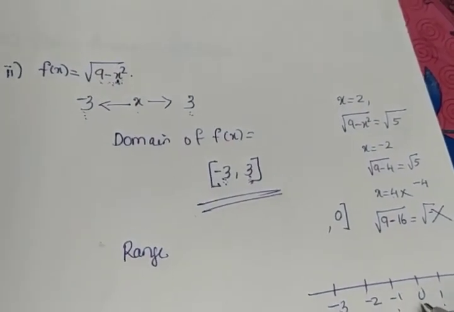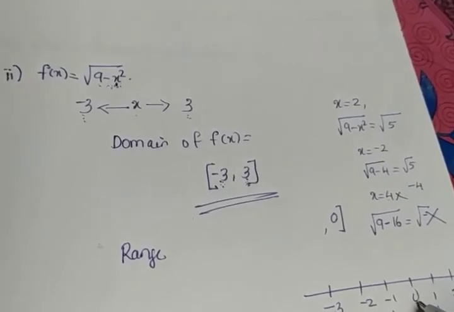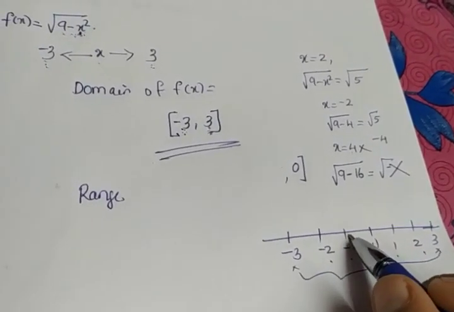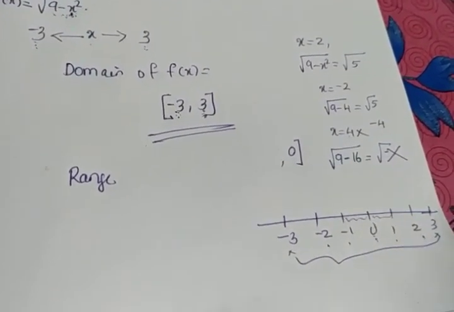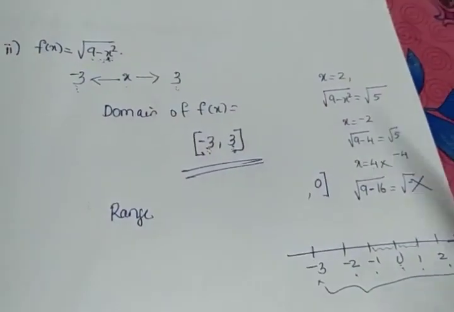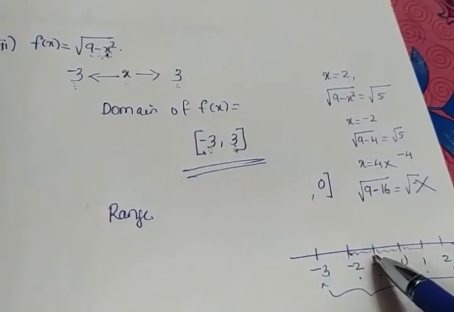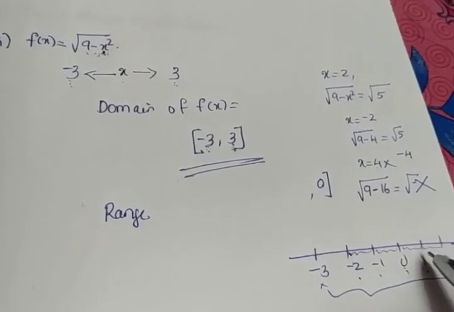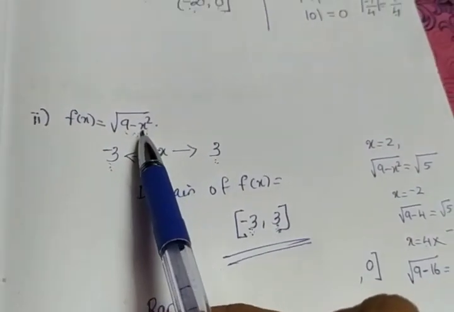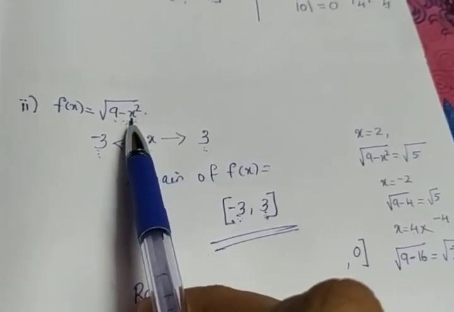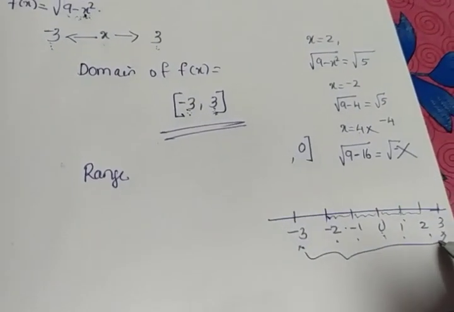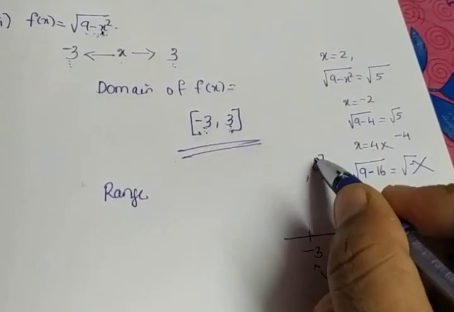f of x takes its least value when I substitute x as 0. Why am I choosing 0? Because in between these numbers, the positive numbers and the negative numbers give the same value when substituted in 9 minus x square. In the same way, for the numbers minus 1 and minus 2, and 1 and 2, though they differ in sign, when we substitute them in f of x the value is the same because it is x square. So when we substitute minus 3 or 3 in f of x, we get the value 0.